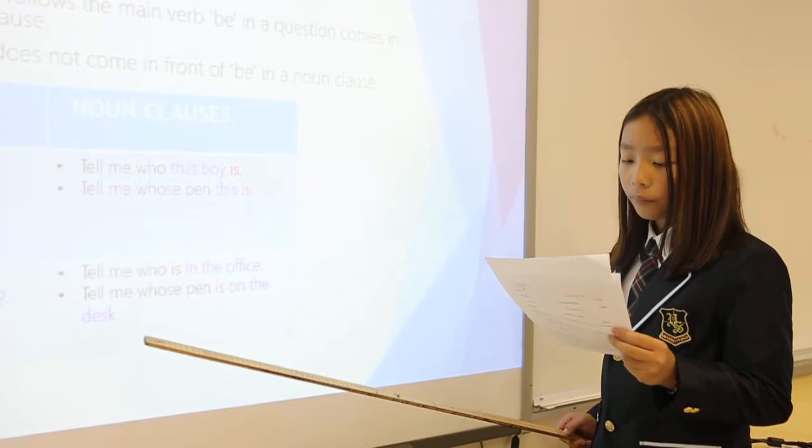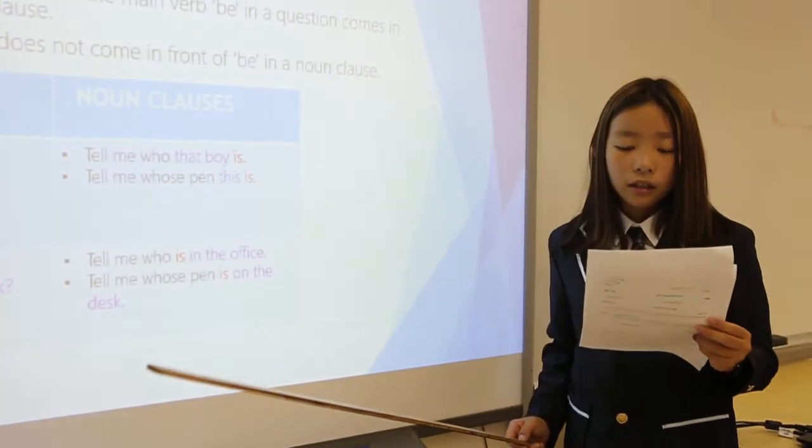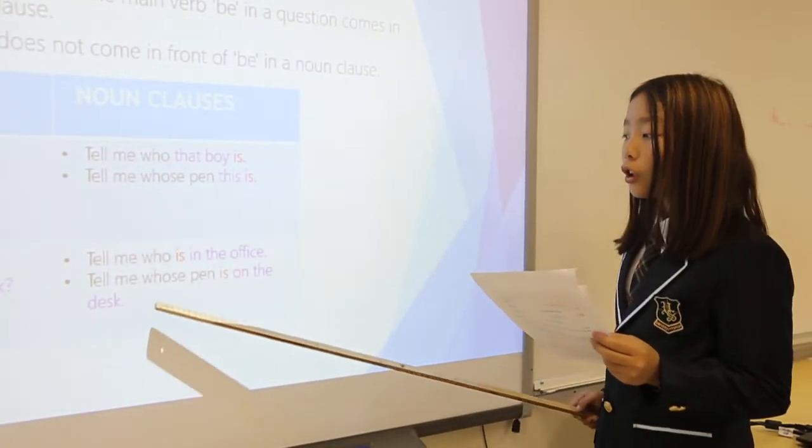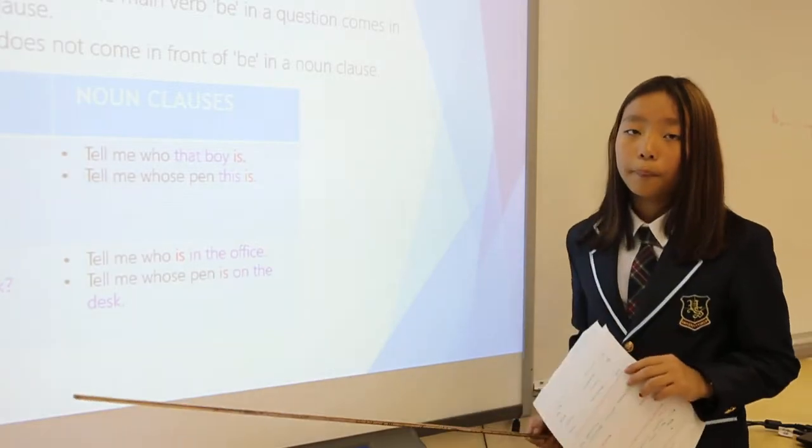A prepositional phrase does not come in front of be in a noun clause. To give you an example, who is in the office? Tell me who is in the office. In this case, the subject and verb stay in the same position. For another example, whose pen is on the desk? Tell me whose pen is on the desk. Again, in this sentence, the subject and the verb whose pen is stay the same.